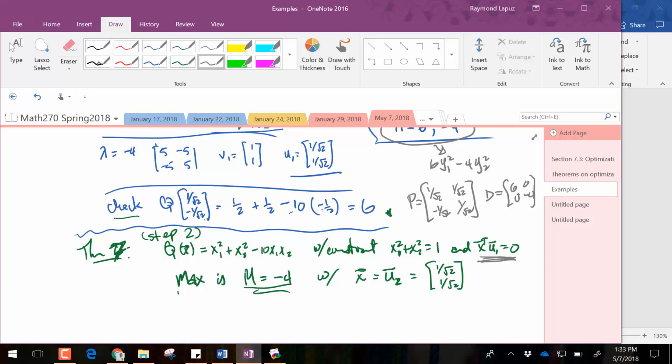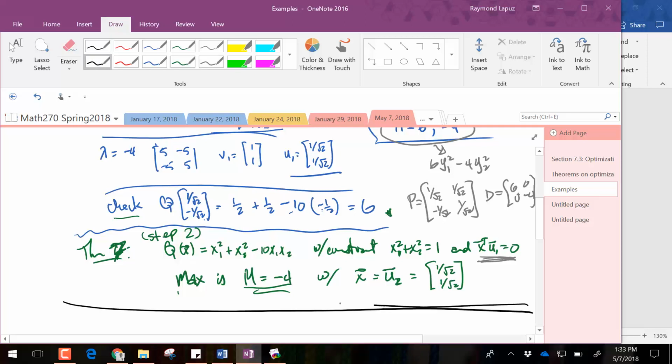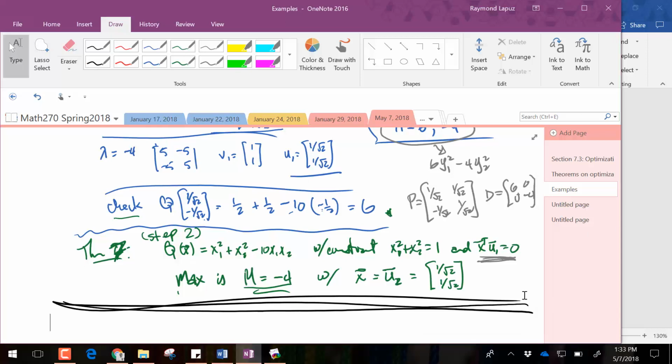Just the theorem. That's what theorems are for. They're to be used and abused. And if you care enough, you can prove it.